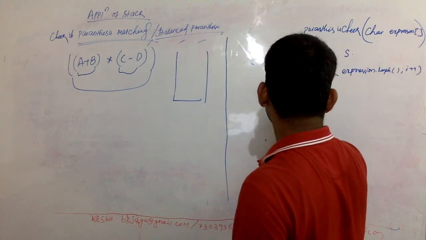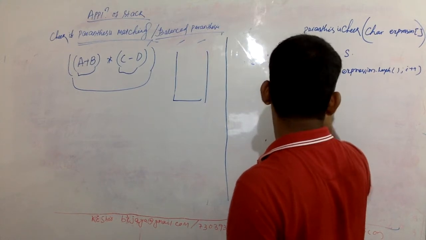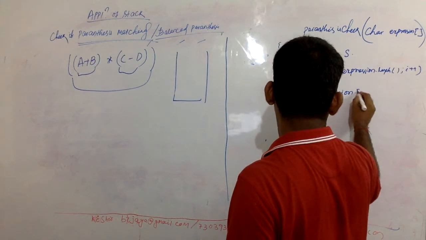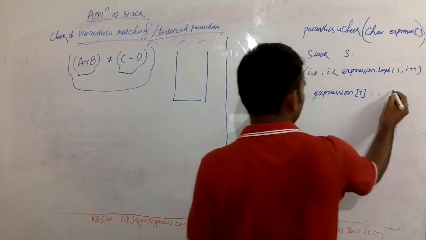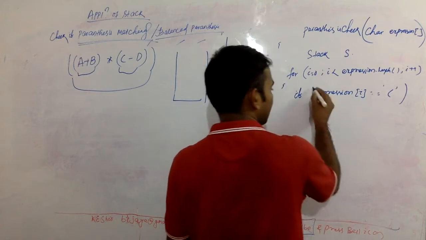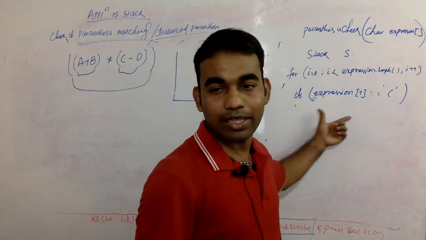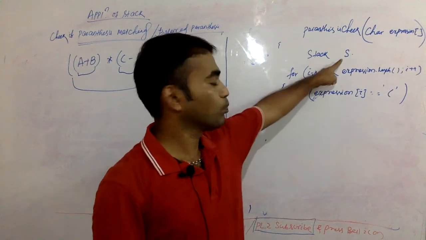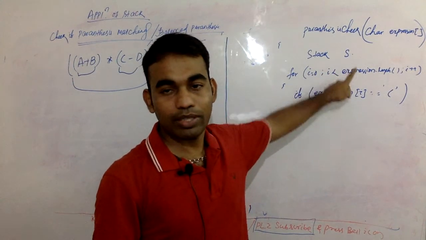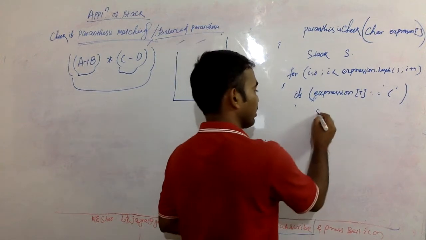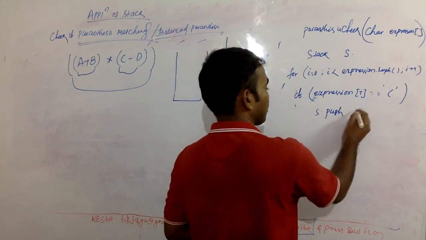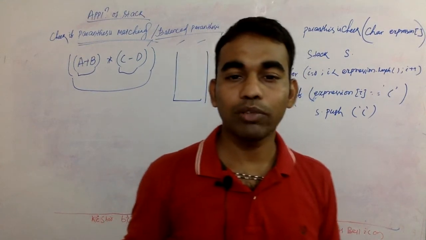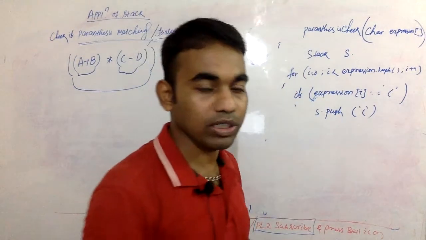So just check if expression of i is equal to a left parenthesis. Suppose this is the parenthesis. If I am checking that it is a left parenthesis, then what I need to do is push that particular parenthesis. So s dot push this particular left parenthesis. That's what you need to do, right? So you need to push it.